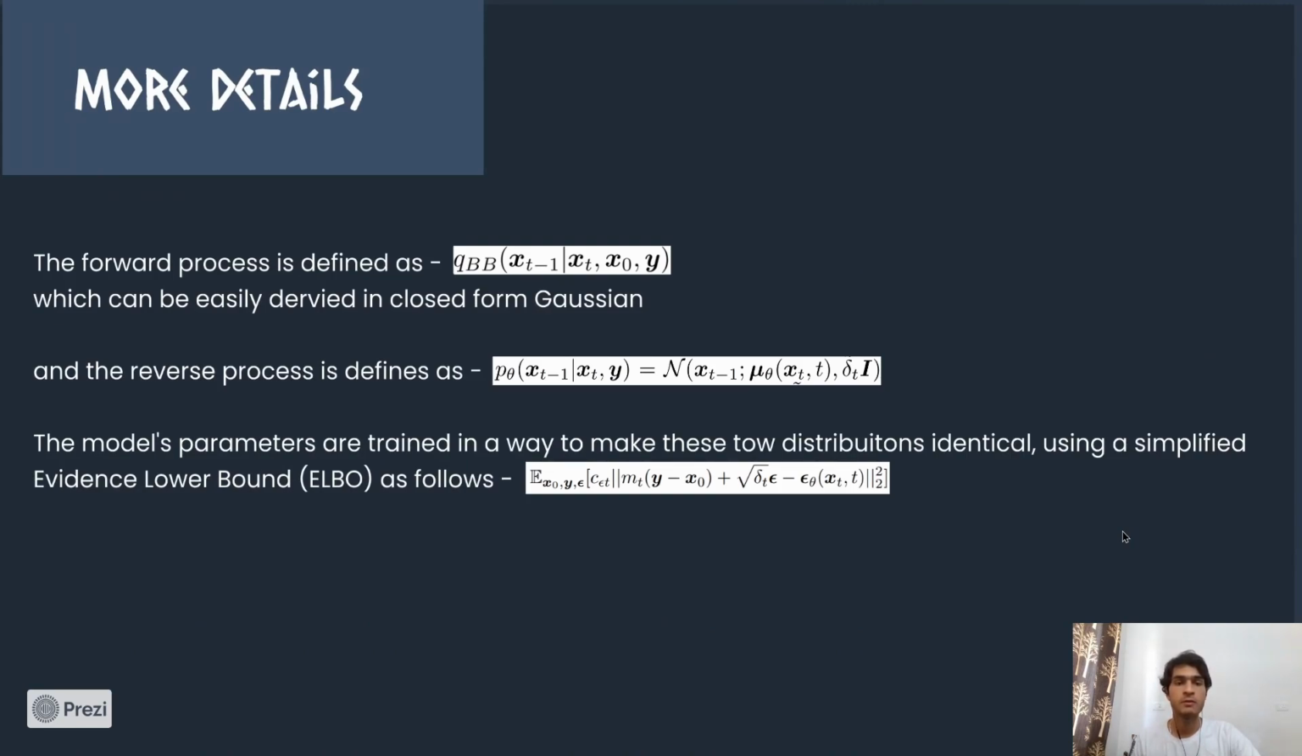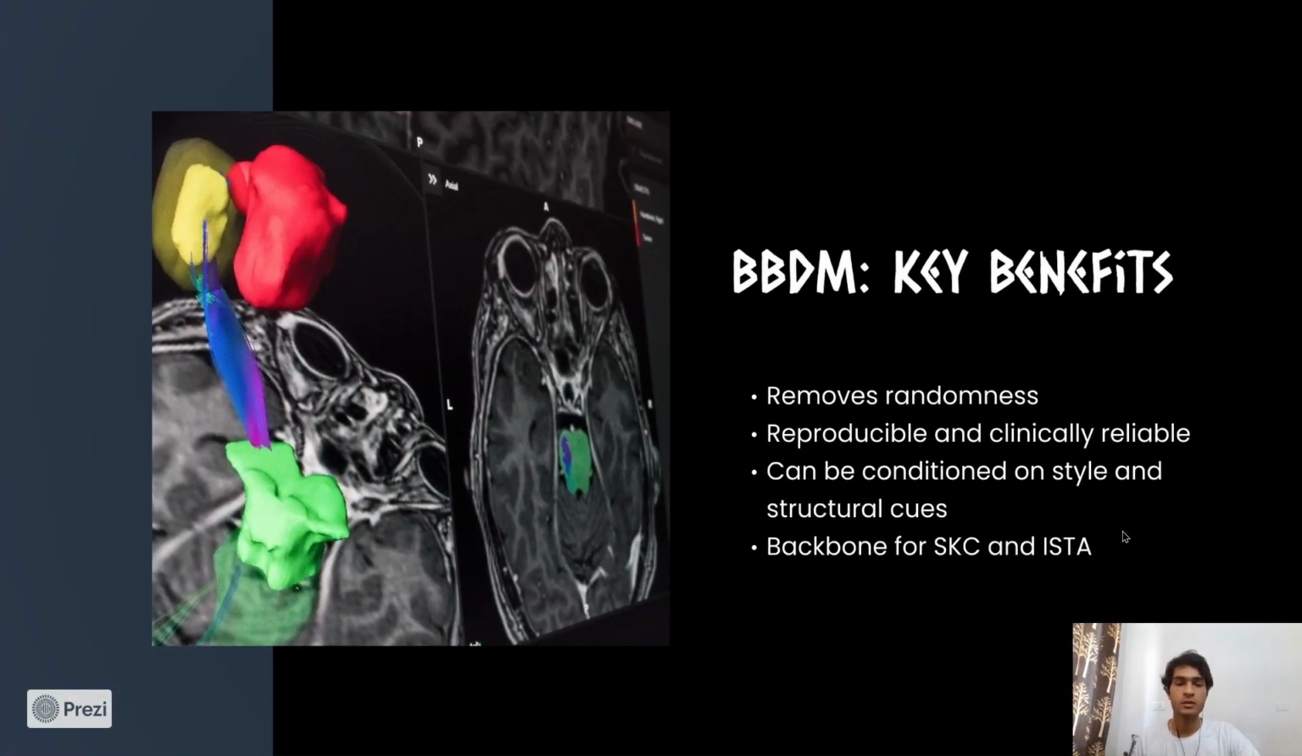Here we can have a look at some more details. The forward process is defined as that distribution, which can be easily derived using closed-form Gaussians, and the reverse process is also defined like that. The model parameters are trained in such a way that these two distributions become identical, and the training is done using a simplified evidence lower bound as given in the picture. Another strength of BBDM is its flexibility. Since it doesn't require a random initialization, we can condition it on additional information like style keys, which we will discuss next. This conditioning ability is what makes the model suitable for building deterministic pipelines like the one proposed in this paper.